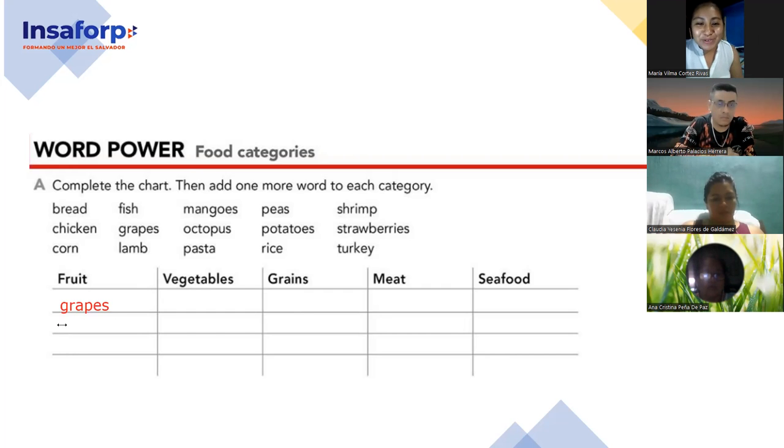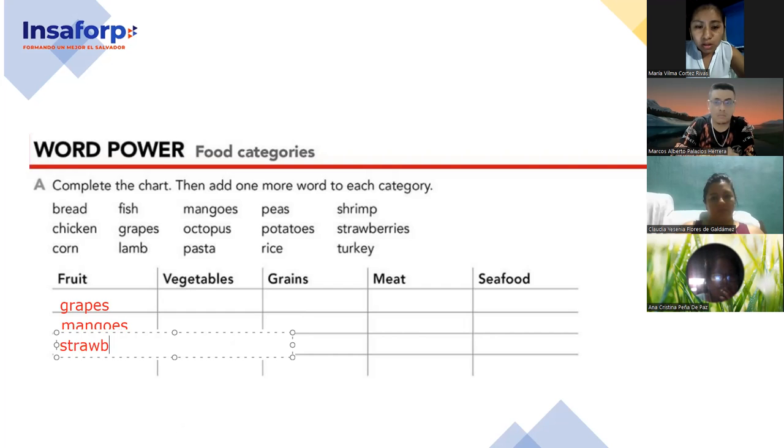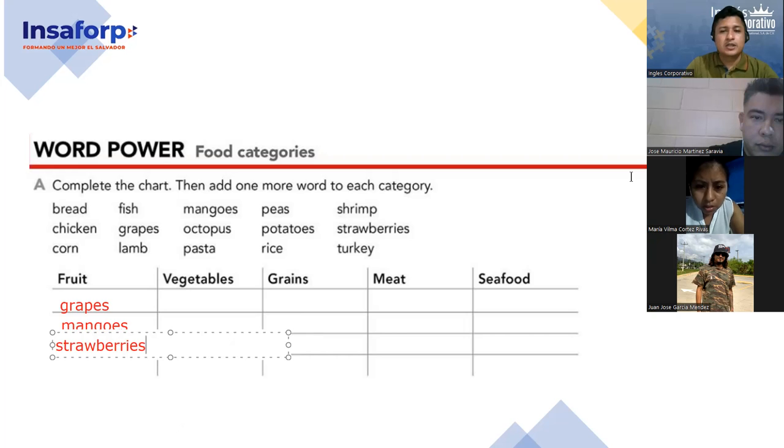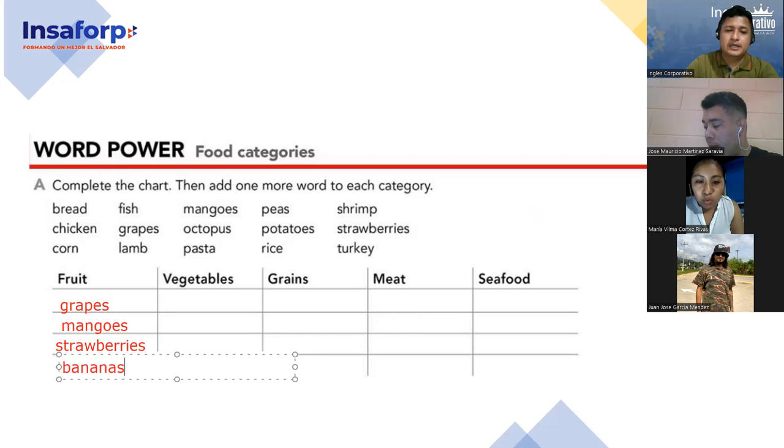Mangoes. Very good. Strawberries. Strawberries, very good. And tell me another fruit, please. Tell me another fruit, Maria Vilma, that is not here in the list. Bananas. Okay, very good. Bananas. Okay, thank you so much.